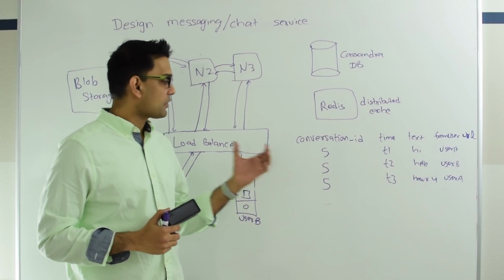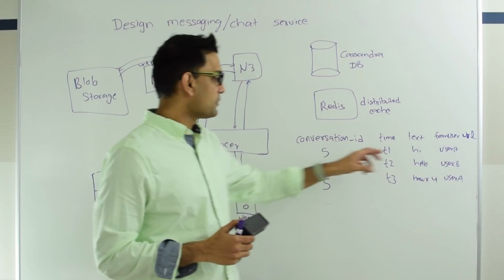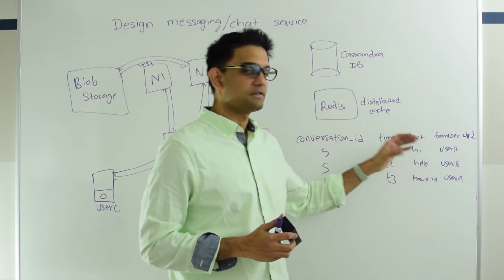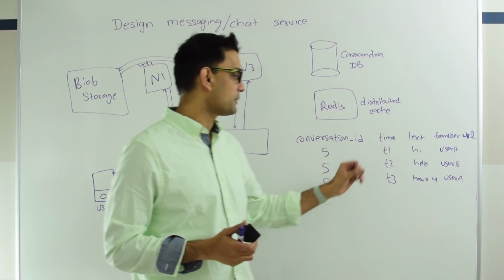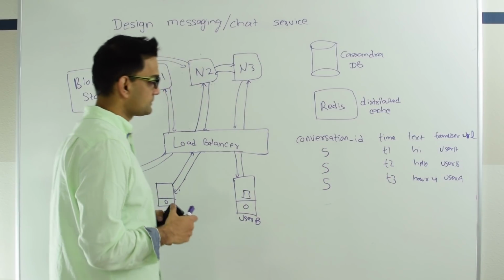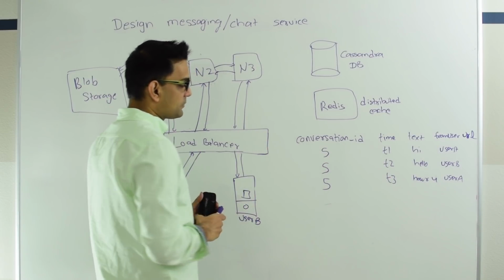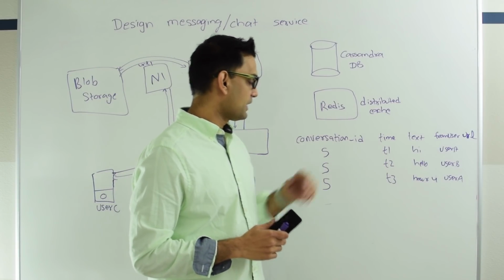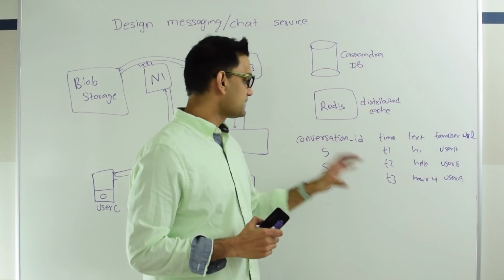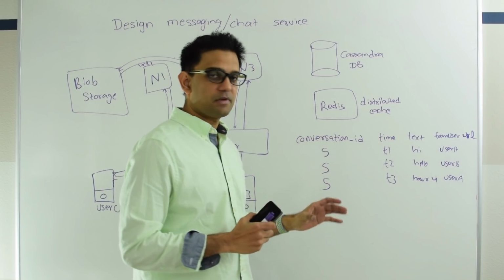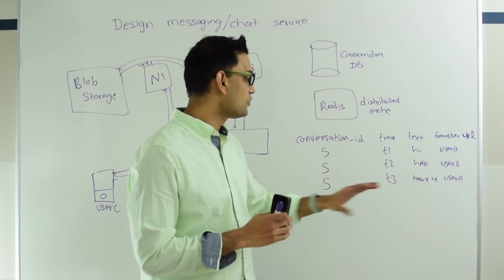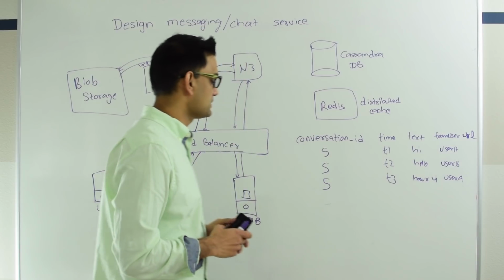Let's again look at this conversation table. One thing I forgot to mention is we also need to store the from user, so that we know who is the sender of the message and who is the receiver of the message. Now if you look at these messages, you see that something happened at T1, something happened at T2, something happened at T3. So once a message is inserted, it is immutable. We just keep adding more messages here. We do not update the existing message.